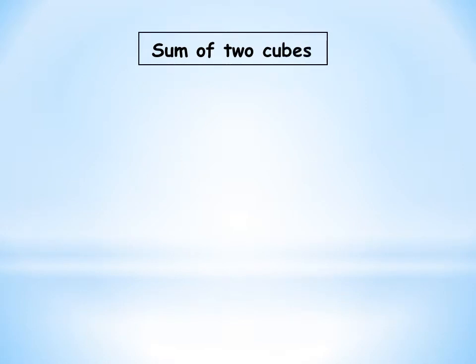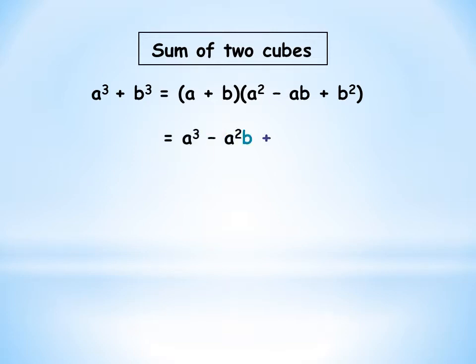So first we're going to talk about the sum of two cubes. So some number cubed plus some other number cubed, or variable. The pattern is going to be, you're going to take the cube root of the first term, so the cube root of a cubed is a. You're going to take the cube root of the second term, so the cube root of b cubed is b. You're going to square a, then you're going to subtract a times b plus b squared.